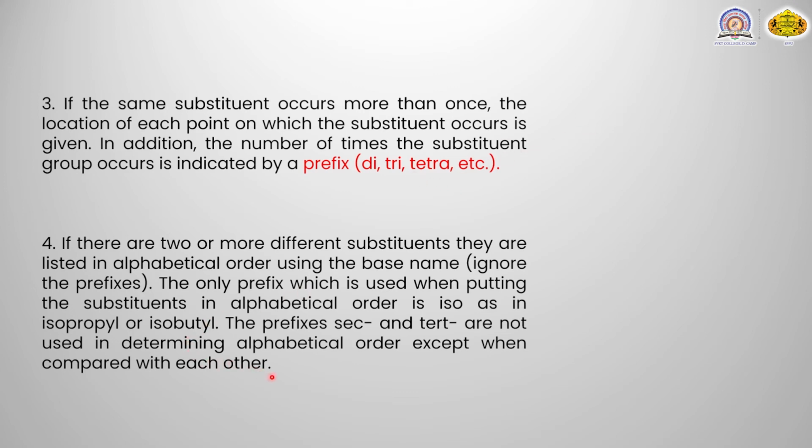If there are two or more different substituents, they are listed in alphabetical order using the base name. The only prefix used when putting substituents in alphabetical order is iso, as in isopropyl or isobutyl. The prefixes secondary and tertiary, that is sec and ter, are not used in determining alphabetical order except when compared with each other.